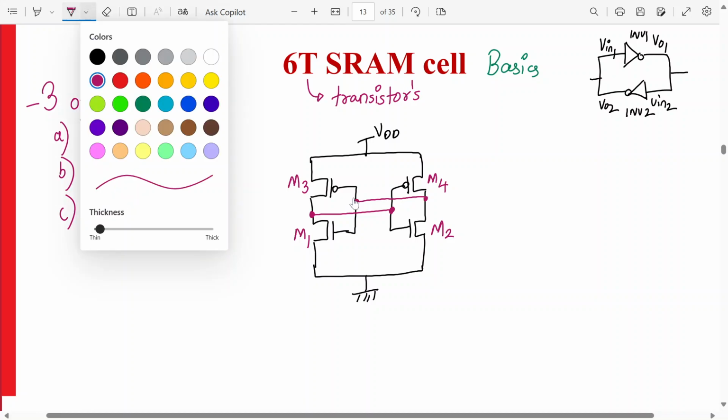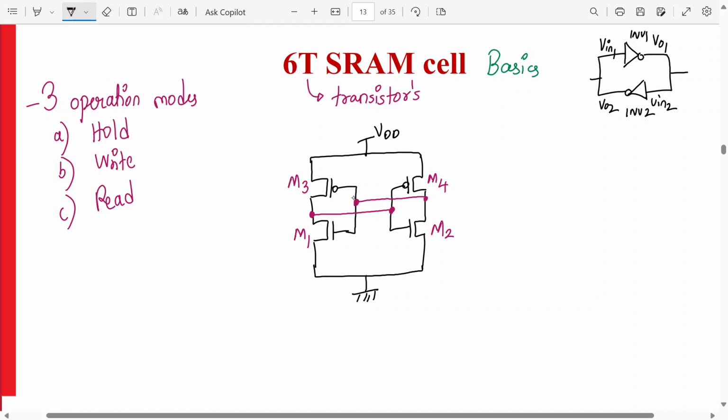Okay. So these 2 nodes are called storage nodes. So this node, we call it Q. So this is a storage node. It stores the data logic over here. Similarly over here, we have QB or Q bar. So this is again a storage node. These are storage nodes, Q and QB. Alright. So can I explain the operation now?